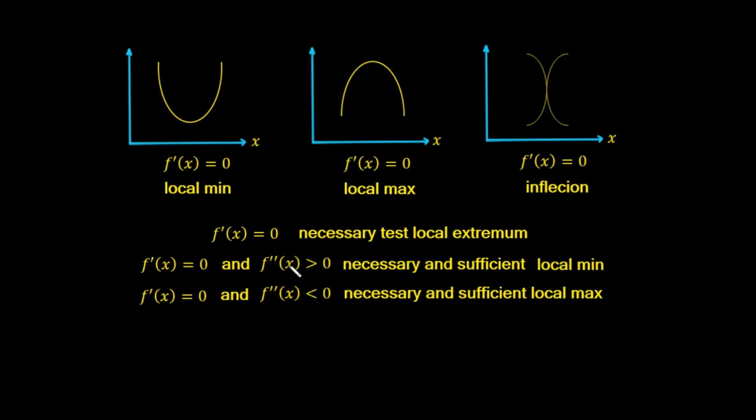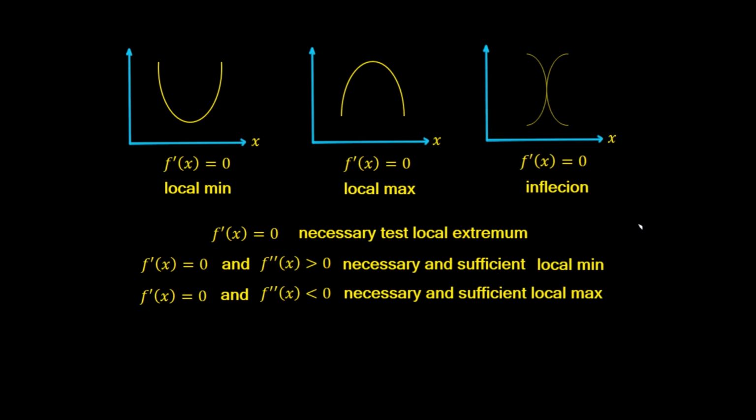So what we say in mathematical speak is that if f derivative of x is equal to 0 and the second derivative is greater than 0, then we have a necessary and a sufficient condition for a local minimum. If f derivative of x is equal to 0 and f double derivative of x is less than 0, then we have a necessary and a sufficient condition for a local maximum. You'll also hear these terms necessary and sufficient used an awful lot by politicians trying to impress.